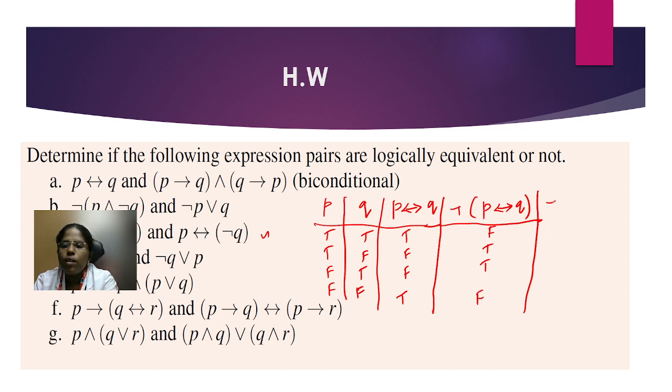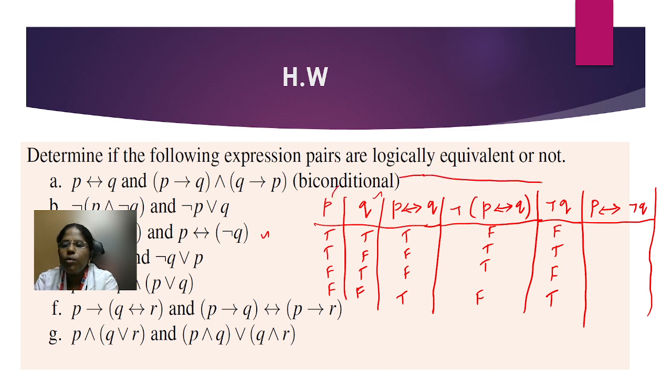Another thing, I need to take the negation Q. So negation Q here is false, true, false, true. Then P if and only if negation Q: P is here and we need to connect it with not Q. If both are the same, you will have true. Here it is false, true, true, false. By seeing that these two look the same, the two logical expressions are equivalent.